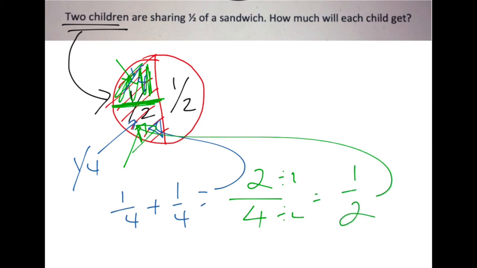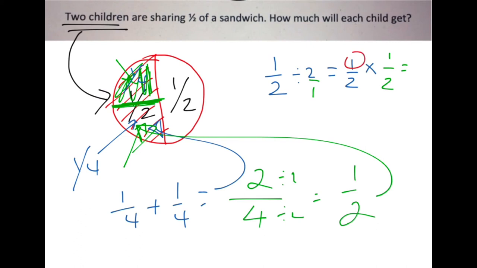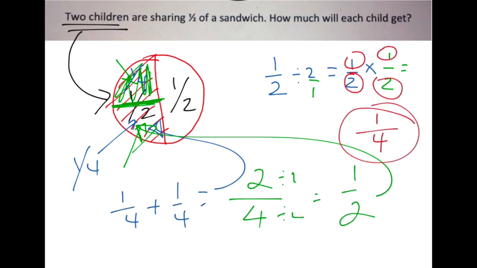But what's the other way of doing that? I can just say 1/2 divided by 2. How do you divide fractions? Keep, change, flip. Keep the first fraction, multiply by, remember this is 2/1, so I flip it, becomes 1/2. Then I multiply. How do you multiply fractions? You multiply across. 1 times 1 is 1. 2 times 2 is 4, which is my answer.